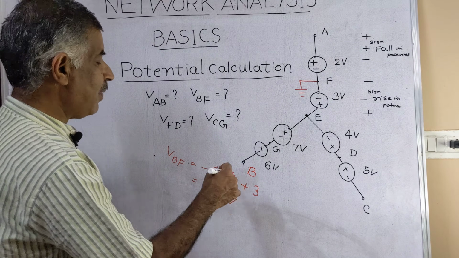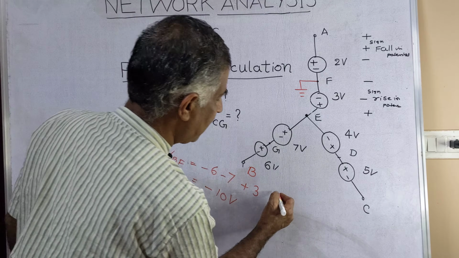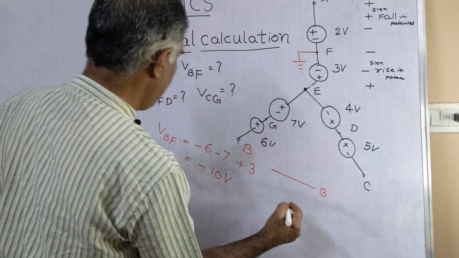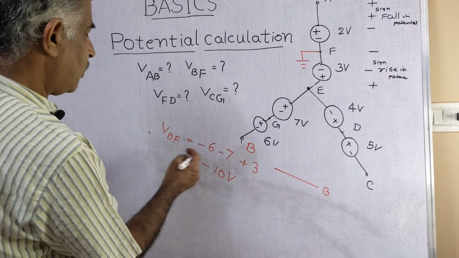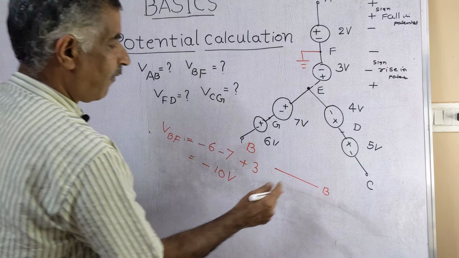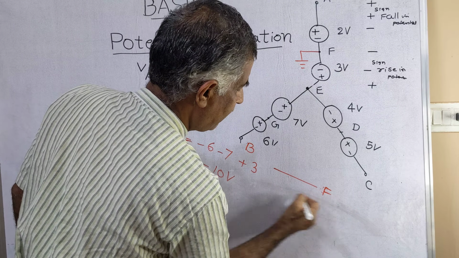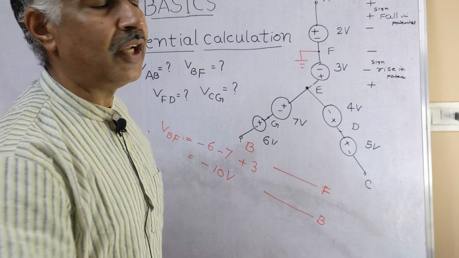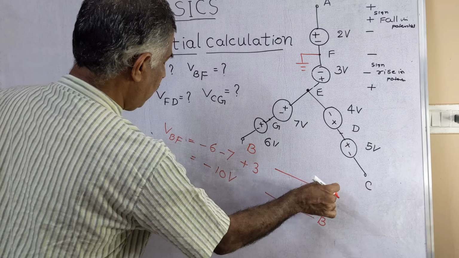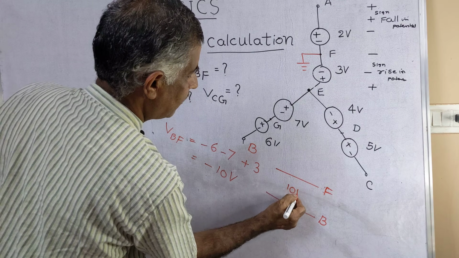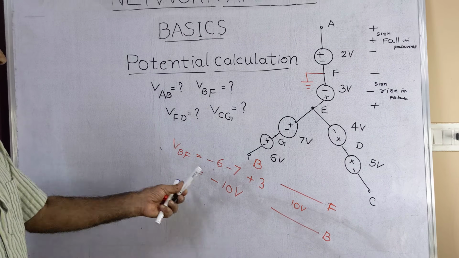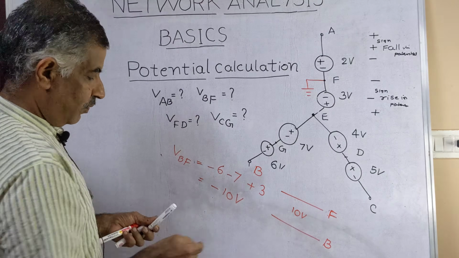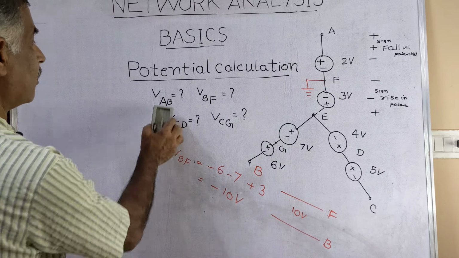So VBF is coming out to be negative. That means B is below F. Whenever you come across a negative answer, B is below F by 10 volts. This is what it means. Now in the same manner, I hope that students have understood these two. Now the last two.